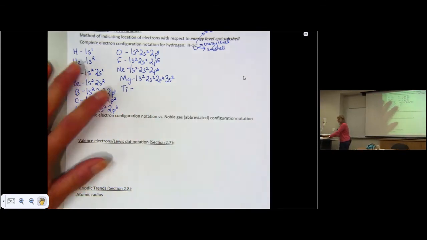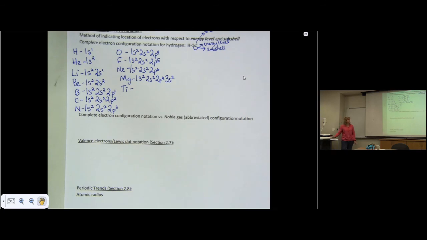Titanium. Do titanium. Now, I want to tell you right now, don't use this periodic table. Always use the one you have in front of you. Because when we get down to the bottom, it's going to be wrong up there. So always use the one I give you. Use it now. Just get in the habit of using the one that I give you.